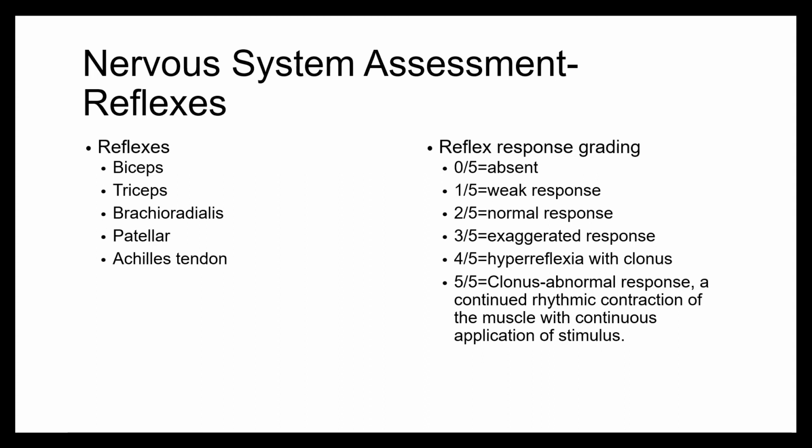a normal response and a 5 being what we know as clonus, which is an abnormal response, where there is continued repeated contractions of the muscle after applying the stimulus or eliciting the reflex response. It continues to twitch and jerk after using the reflex hammer. So 0 and 5 would be our abnormal responses. A 2 is what we're looking for as a normal response with a reflex assessment.